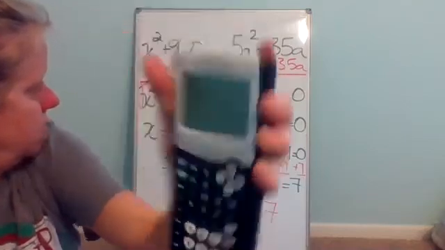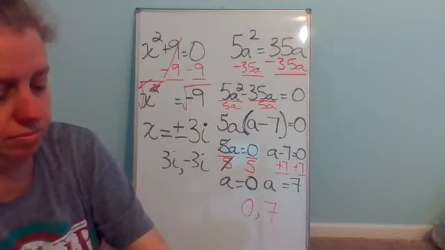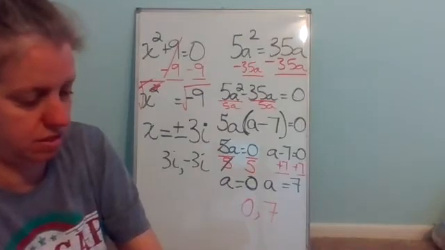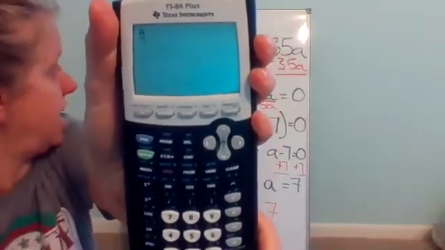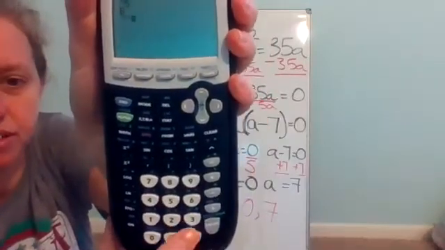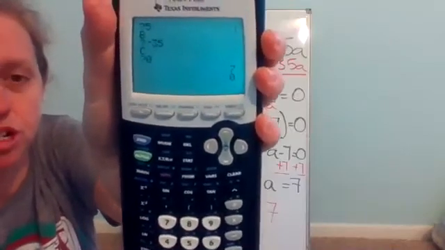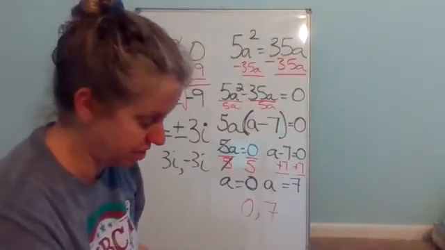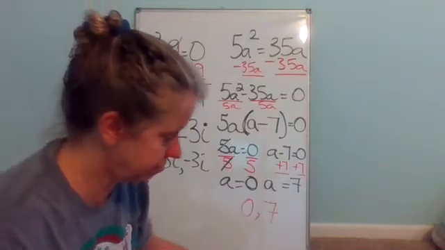Uh-oh. That error? Oh, I put in 25. I put in the wrong number for B. Whew. Did y'all see me do that? So A is 5, B is negative 35, and I think I put in negative 25 last time. And my C is 0. So there's your 2 answers. So again, if this hasn't convinced you that the quad program does wonders for you, then I'm not sure.